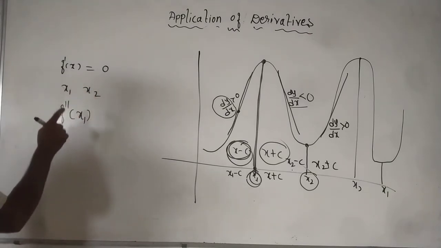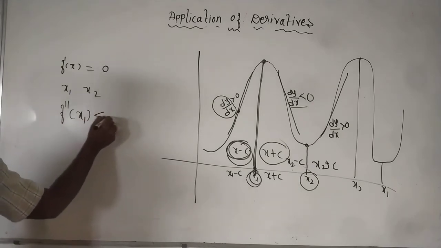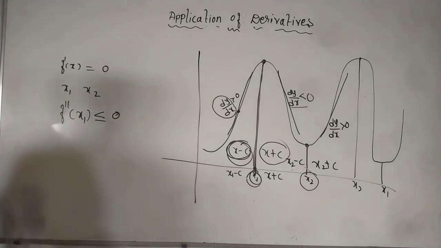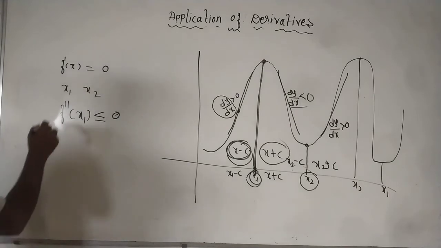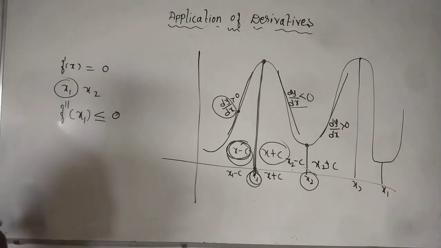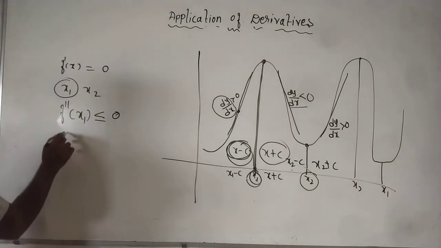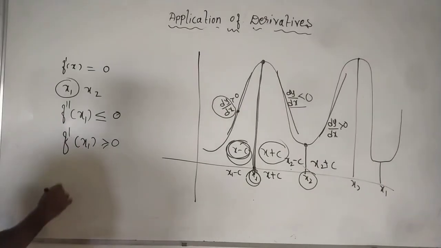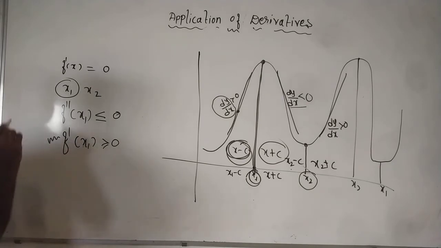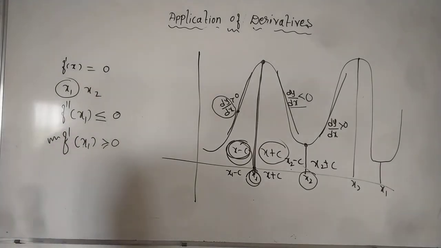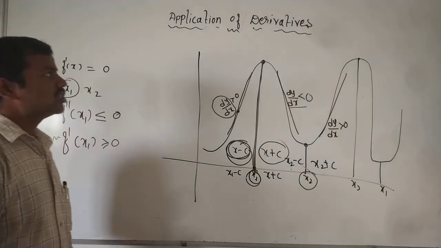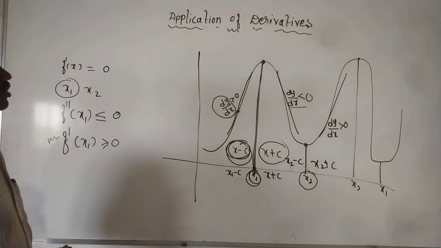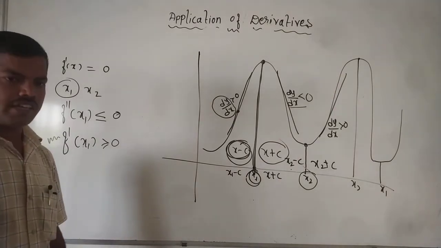So for this value, if our second derivative is negative, that is less than 0, then the function is maximum at this point. If the second derivative for that point is greater than 0, positive, then that x1 is called as a maximum point. So this is with the use of the derivatives.